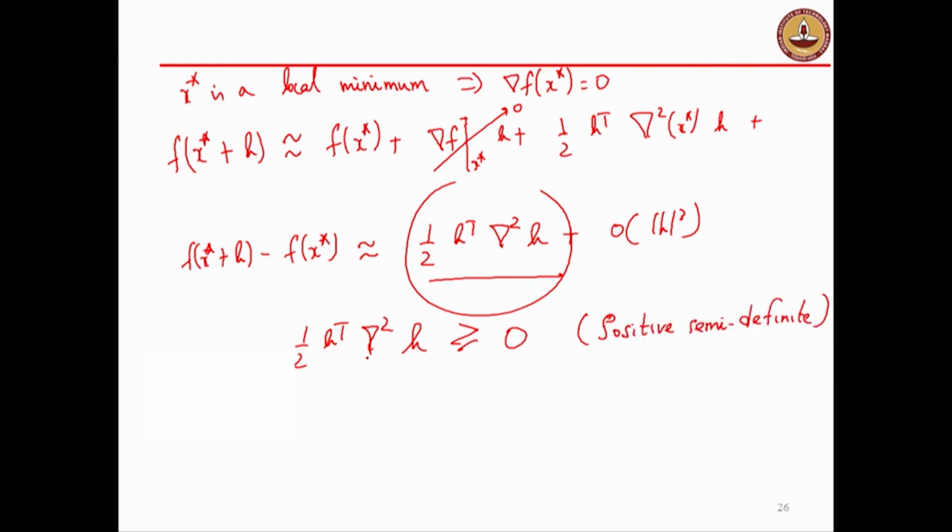I also mentioned being able to write things in terms of eigenvalues and eigenvectors, so we will see what this means in terms of eigenvalues. Let us take a two-dimensional example, that is h is in R2. Now this is a symmetric matrix. What do we know about the symmetric matrix? The eigenvalues are real, and you can find perpendicular eigenvectors. So let V1 and V2 be eigenvectors, and lambda 1, lambda 2 be eigenvalues.